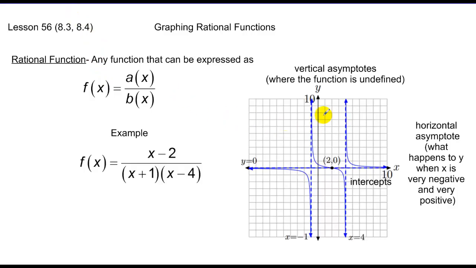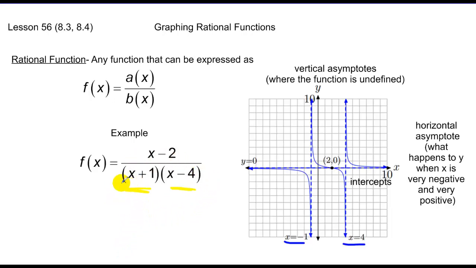But the dotted vertical lines are called vertical asymptotes, and they describe where the function is undefined. And if you notice, they're at x equals 4 and x equals negative 1. Those directly relate to part of the function. And if you look here, I have x minus 4 and x plus 1. So it has to deal somehow with the denominator of the function.